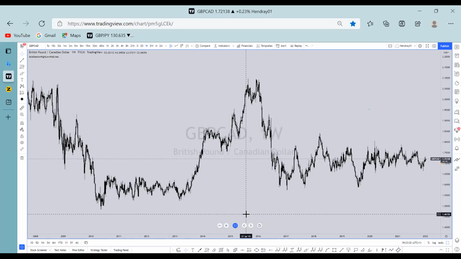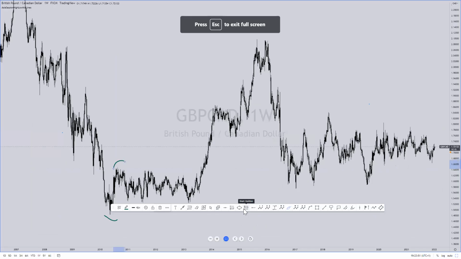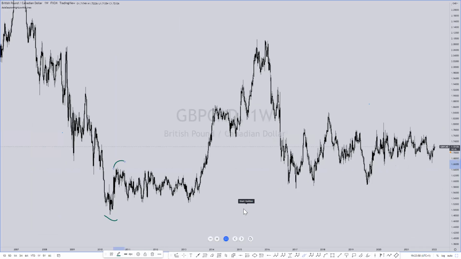We have a low, a high. Then we have a higher low, a higher high, higher low, higher high, higher low, and higher high. Higher low and then higher high.